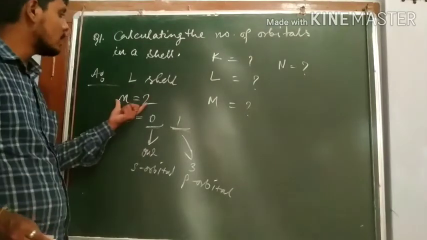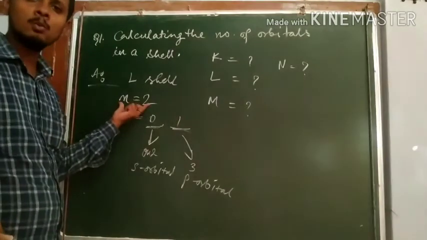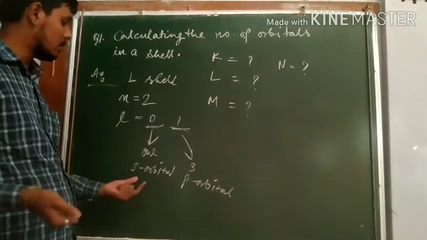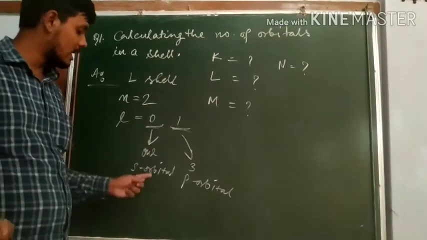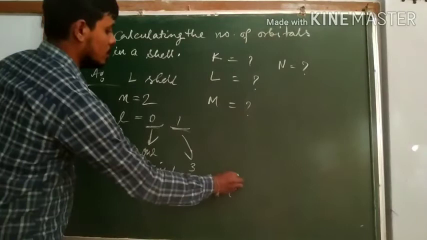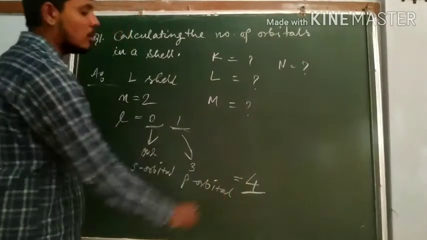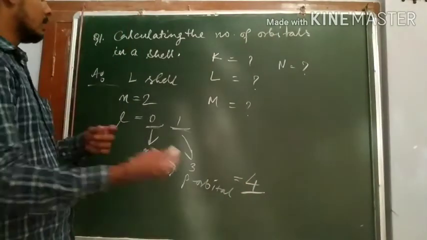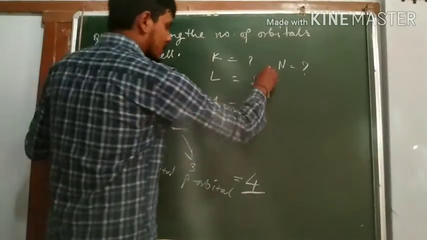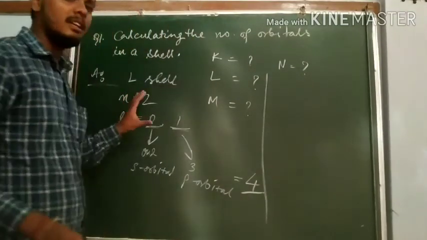Tetia hole jitu L cell jitu n equals to 2 tar karone ami total number of orbitals keta palo? 1 plus 3, eta s orbital 3ta p orbital equals to 4. So total number of orbitals is 4. Okay. So either you can find it in this manner.